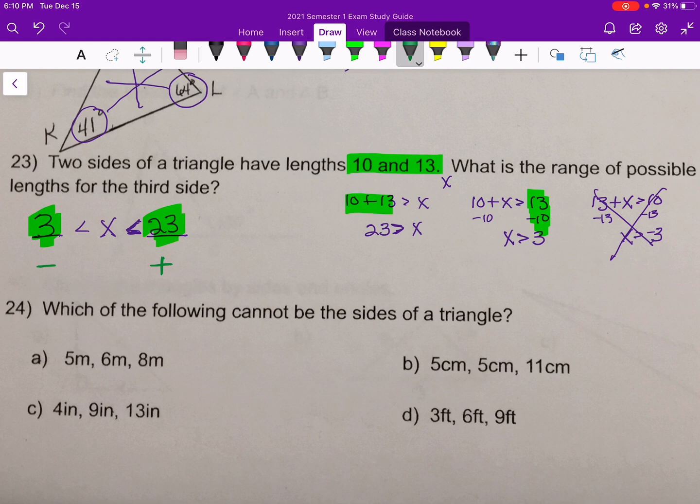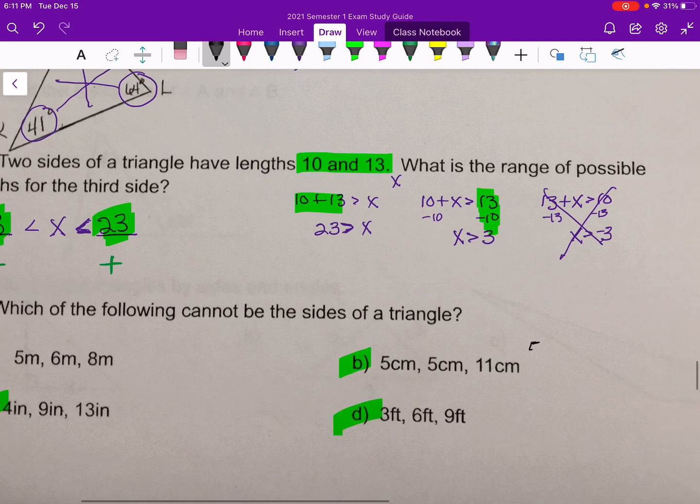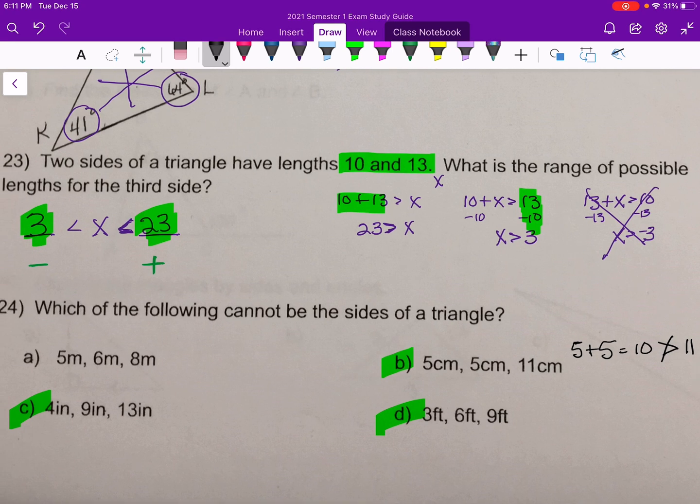On 24, there are 3 answers that don't work, B, C, and D. The first one works just fine because we can add any two of those numbers and it's bigger than the third side. On B, this one is a no because if you add 5 and 5, that's 10, and 10 is not greater than 11, and for it to make a triangle, it has to be greater than that third side. On C, 4 plus 9 is 13. That is not greater than the third side.